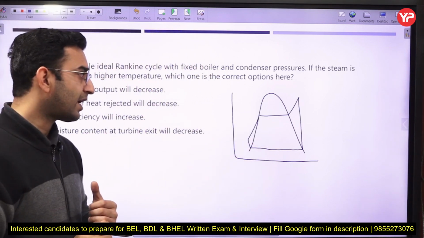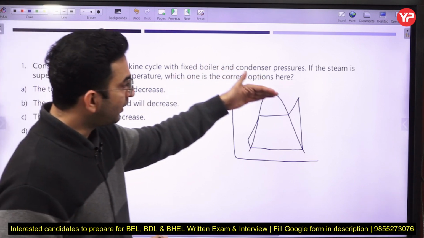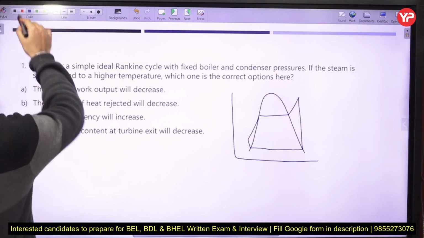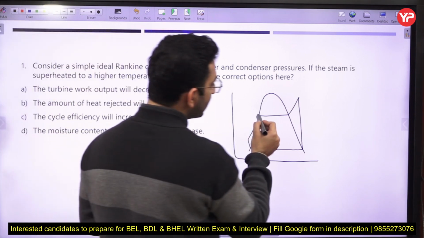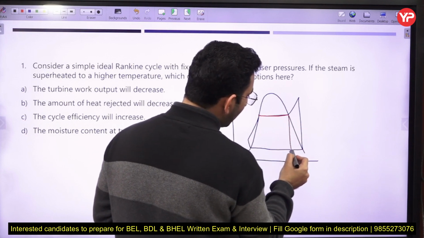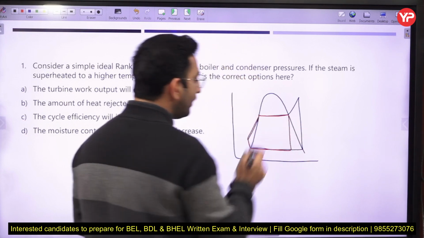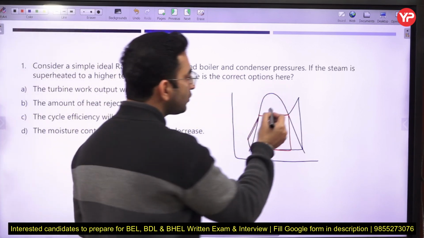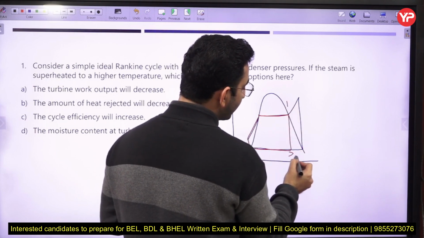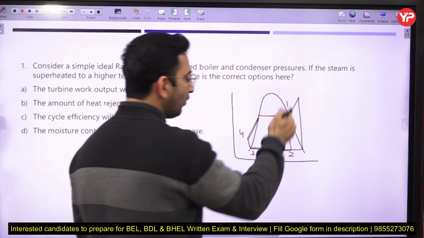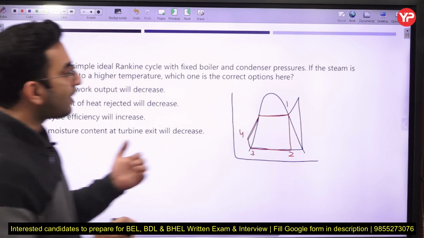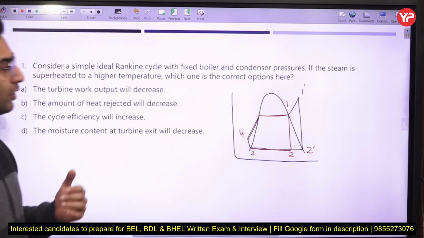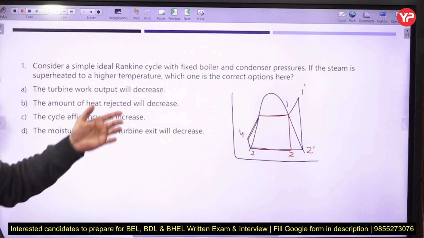This TS diagram represents the Rankine cycle with superheating of the steam in the boiler, and this red colored cycle represents the simple Rankine cycle without superheating. Now we have to compare the simple Rankine cycle with the cycle with superheating. In the simple Rankine cycle, the expansion of the steam in the turbine takes place from 1 to 2, inside the dome, whereas with superheating it goes from 1 dash to 2 dash. So let us compare these two cycles.